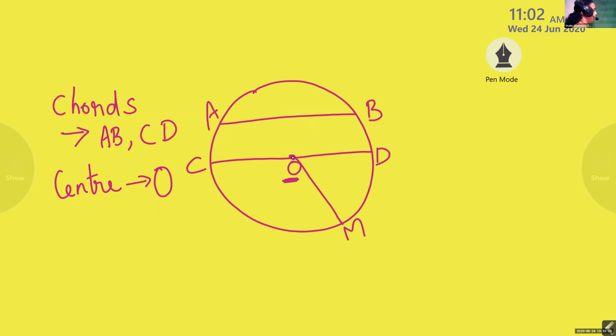Now, okay, children. So we have discussed chords. How many chords do we have on the given circle? We have 2 chords. And which is the center? O. Okay. Now we know which are the chords and the center.